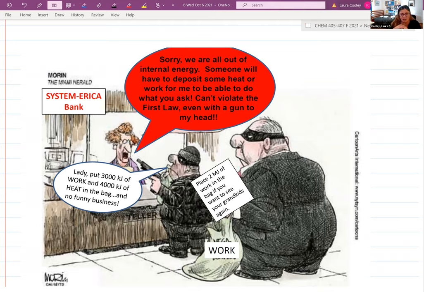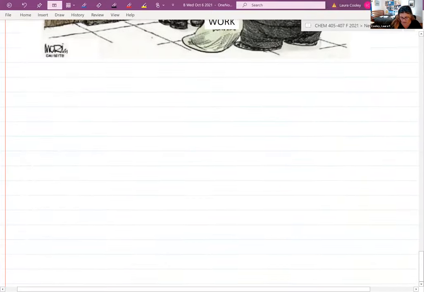But she says, sorry, we're all out of internal energy. So someone would have to either put in some heat or some work for me to be able to have some to give you. Okay, so what the bank has is assets. It's like the system has internal energy. So anyway, I tried with that cartoon, but you know, cartoons are not that easy.